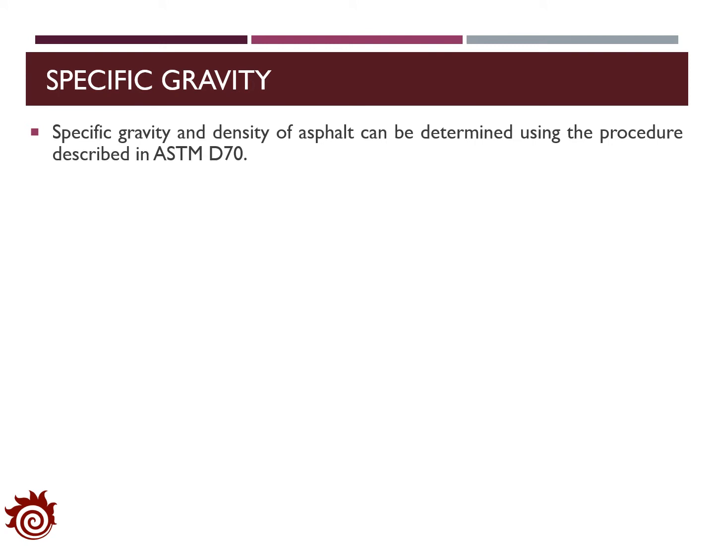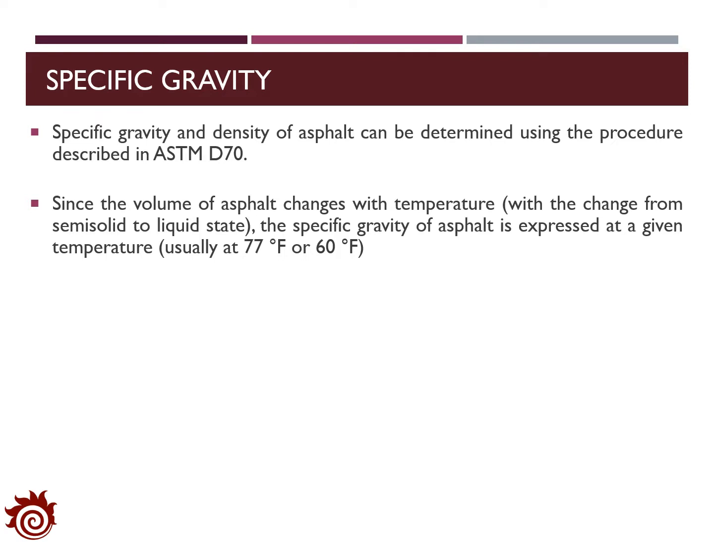The specific gravity is another important property of asphalt cement. We have already provided the equation for us to calculate the specific gravity in tutorial 3. In general, the procedure of determining the specific gravity and density of asphalt cement is defined in ASTM D70. We know that the volume of the asphalt cement varies with the temperature, so in order to find out the specific gravity of the asphalt cement, we have to find out the value at a given temperature. Usually we set the temperature as 77 degrees or 60 degrees Fahrenheit.